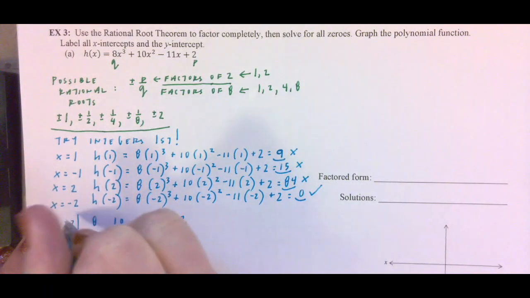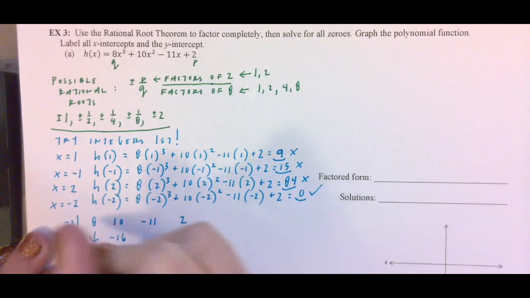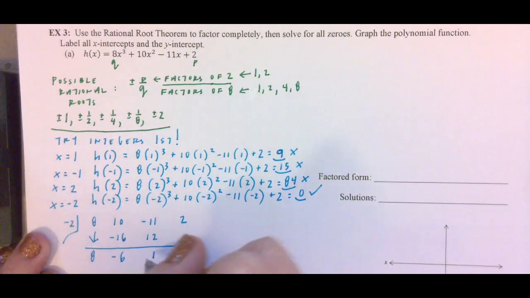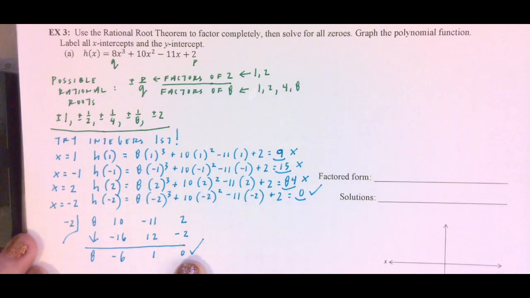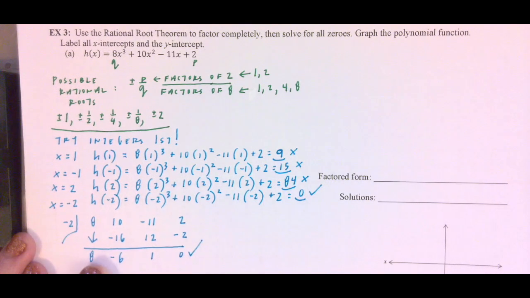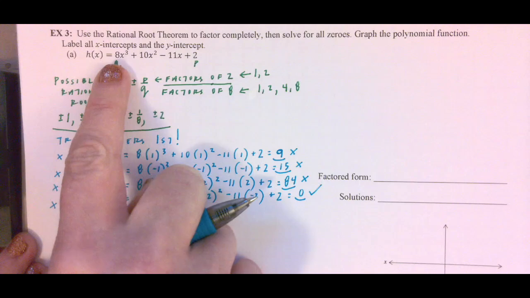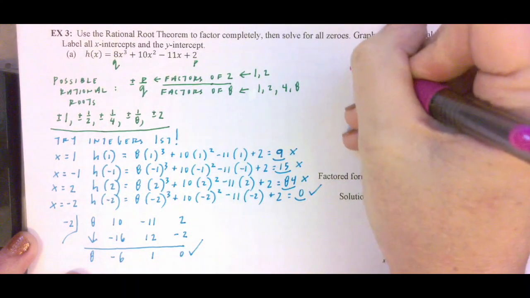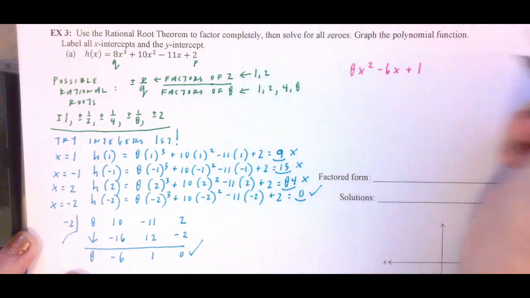So I bring down the 8, multiply, add down, multiply, add down, multiply, again confirms that my remainder is 0. So what I'm left with now is my quadratic, linear, constant, always 1 degree less than how the problem started. So if I carry that up here, I have 8x squared minus 6x plus 1.